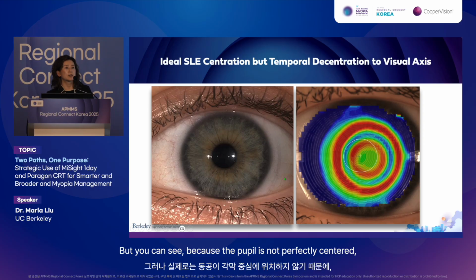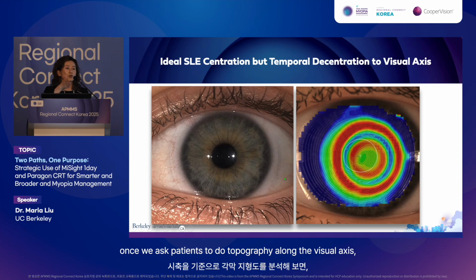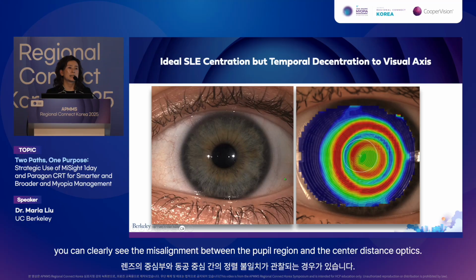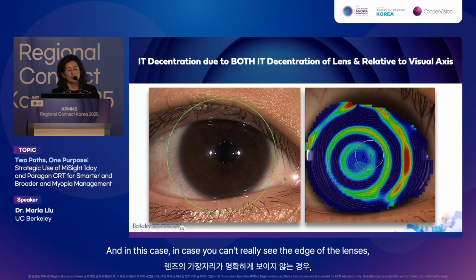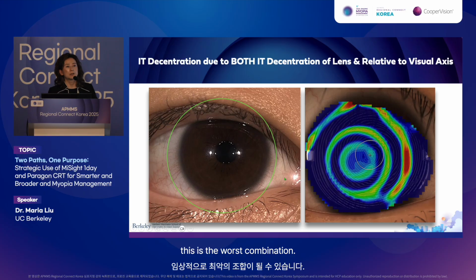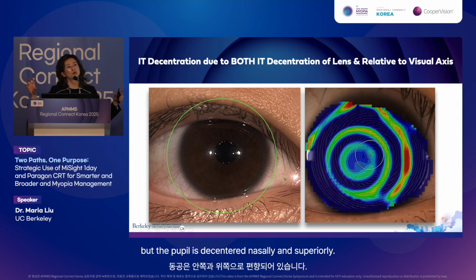But you can see because the pupil is not perfectly centered, once we ask patients to do topography along the visual axis, you can clearly see the misalignment between the pupil region and the center distance optics. And in this case, in case you can't really see the edge of the lenses, this is the worst combination. The lens is decentered out and down, but the pupil is decentered nasally and superiorly.